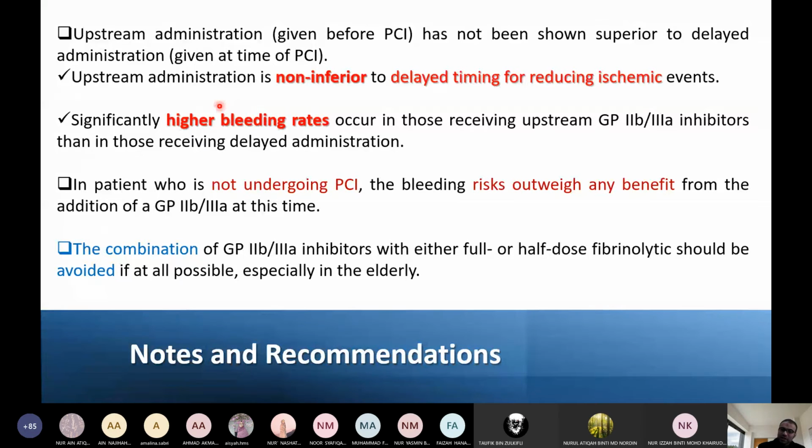So in patients who are not undergoing the PCI, the bleeding risk outweighs any benefit, and the combination of those agents with any of the fibrinolytic therapy should be avoided. It carries the highest bleeding risk and the consequences will be very severe.